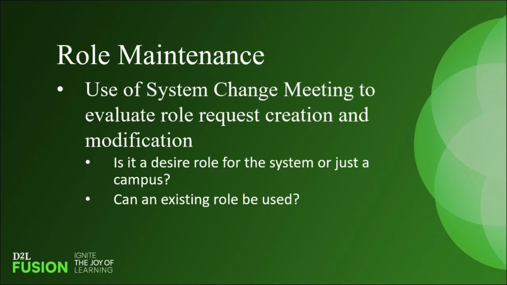At Purdue University, we have implemented the use of a system change meeting to evaluate each role request in an attempt to share roles across the entire system instead of creating unique roles at each of the campuses. As part of this process of evaluating a role request in the weekly system change meeting, we decide if this is a system level role or a subset of the system, along with evaluating existing roles as a group to accomplish this task.